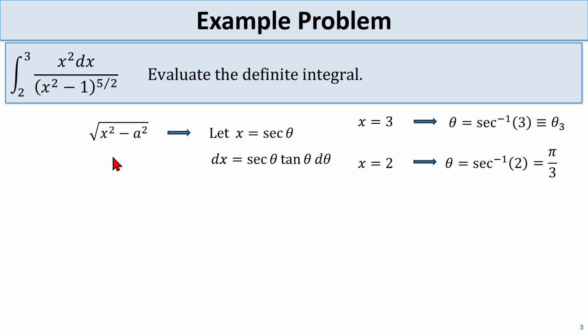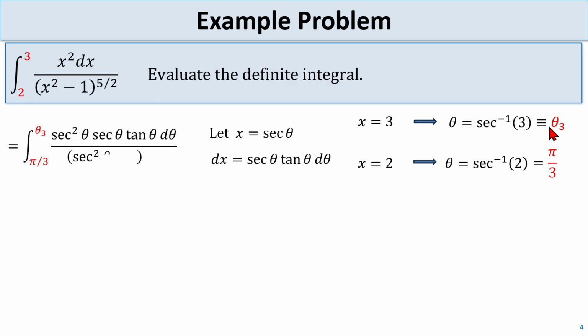Now, we need to go and start making our substitutions. We'll start by changing the limits of integration. The upper limit changed to this angle theta 3, and the lower limit changed from 2 to pi over 3. We let x be secant of theta, so this x squared and this x squared both turned into secant squared. And dx, we calculated that as secant theta times tangent of theta times d theta. So that's where this part of the numerator is coming from.